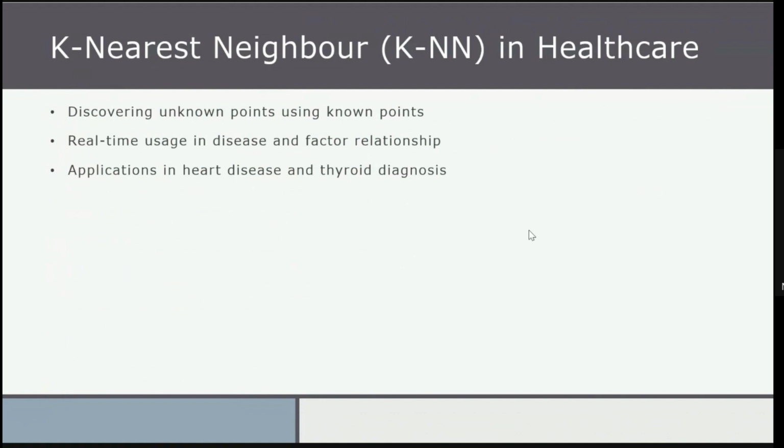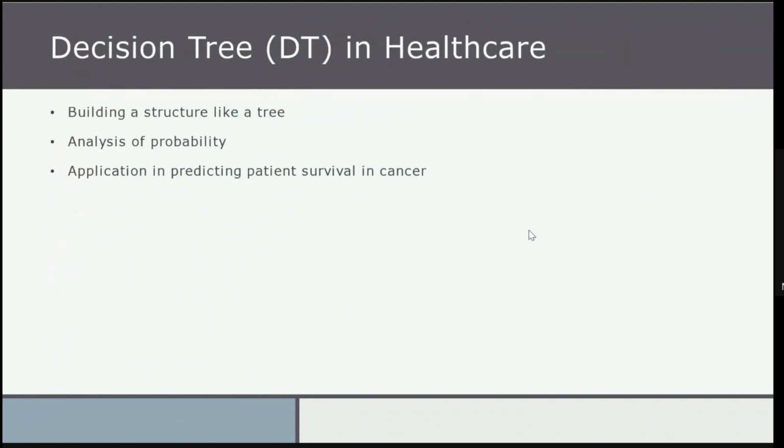This KNN is often used for real time. That means then and there itself. It's not just waiting for historical data, but you get it done and applied on a real-time basis. And application in heart disease and thyroid diagnosis has been quite helpful. What you did not know about the patient in heart disease cases and also in thyroid diagnosis, the KNN method is quite useful.